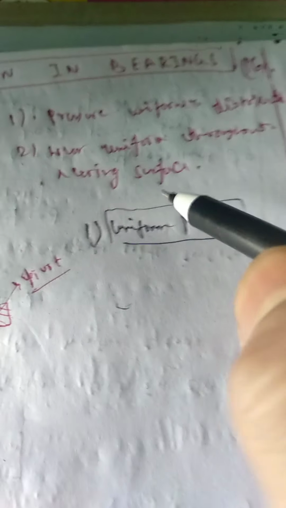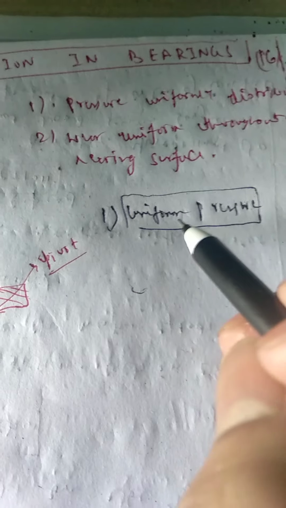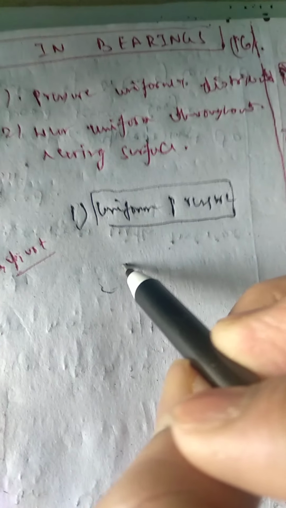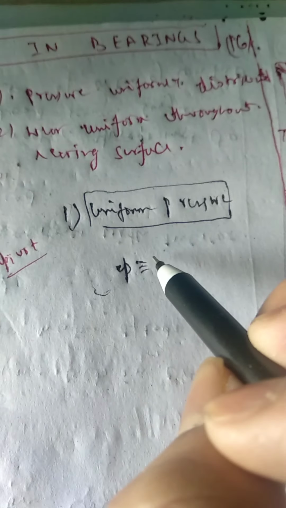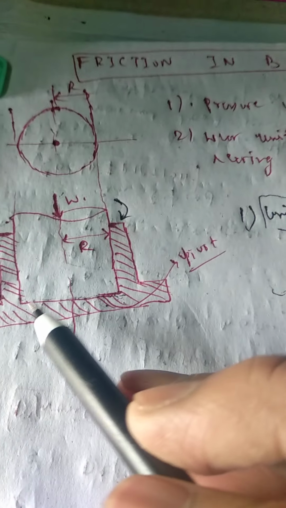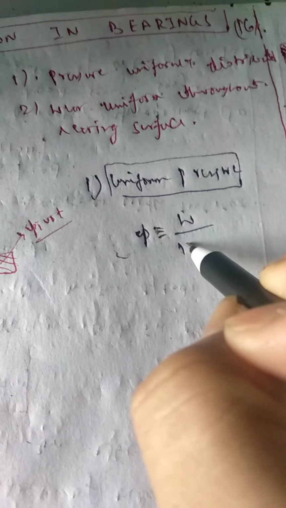Considering uniform pressure, I will only say about the derivation. It is not possible to show the entire derivation; I think you can do it yourself. I will just show you how to do that. The uniform pressure P is W by the bearing surface, pi r square.